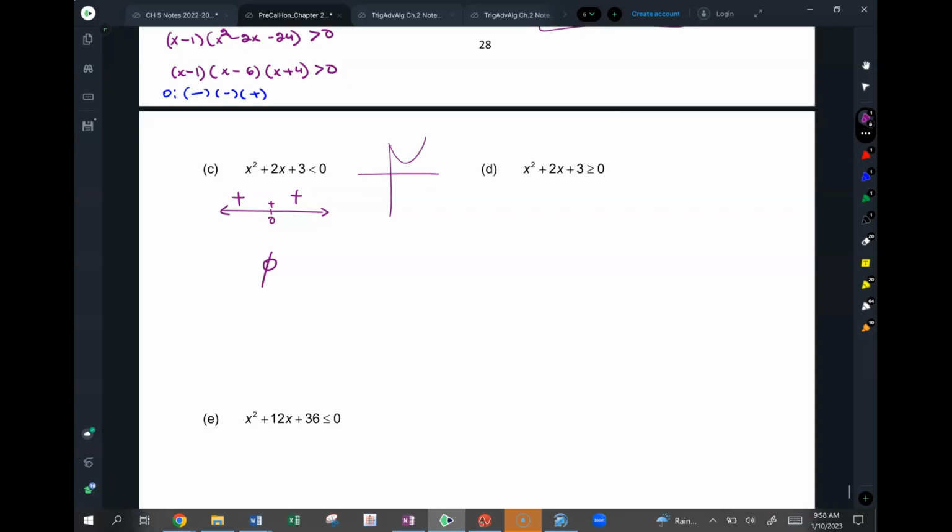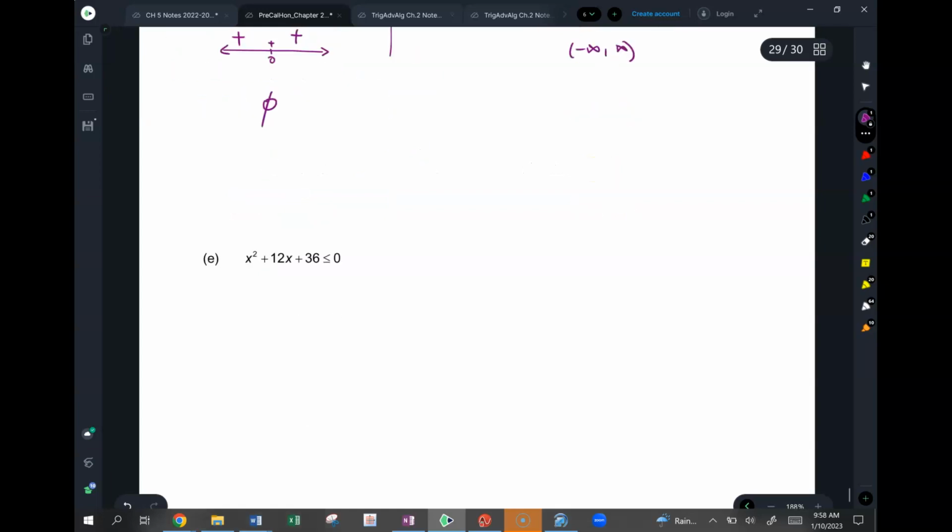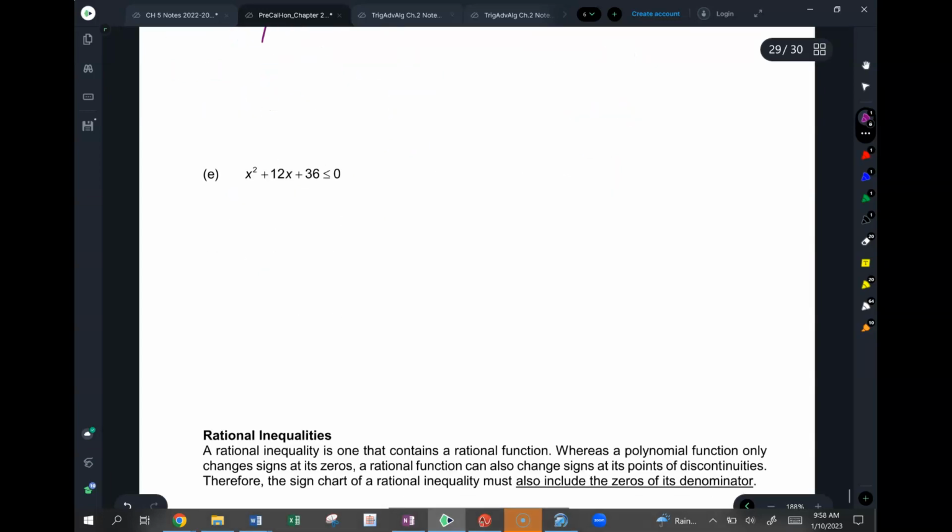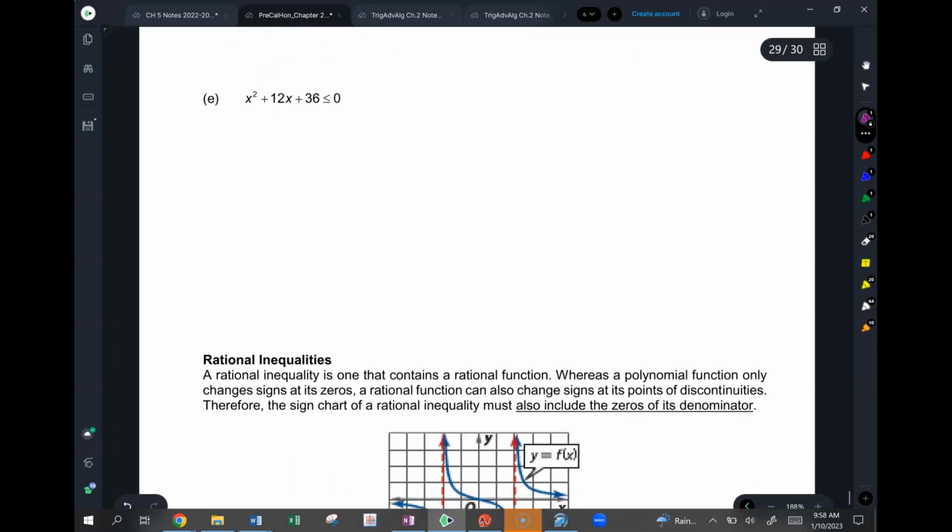Okay? But now, look at this next one. Now I've got the same exact function. Now, it's asking where is it greater than or equal to 0? It's all real numbers. Right? Isn't that cool? Okay, so what about this one? Oh, this one totally factors, right? Because it's x plus 6 squared, actually.